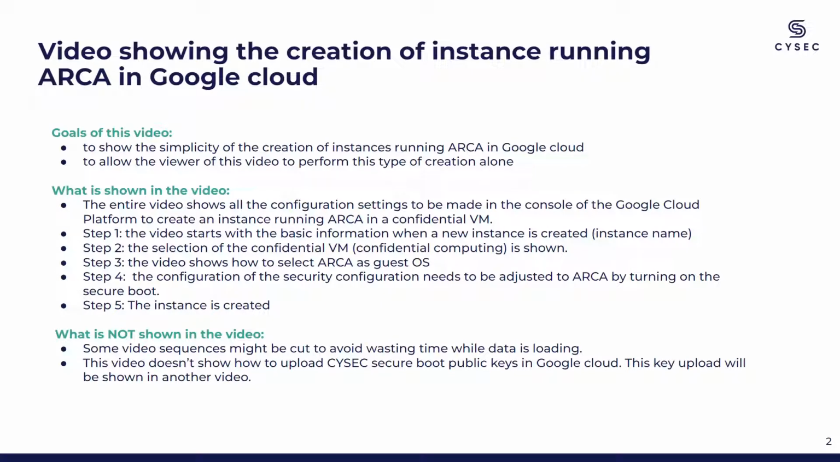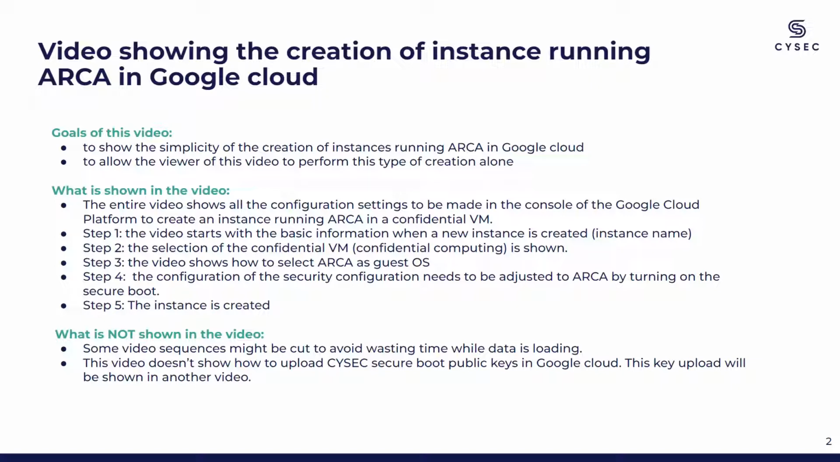So what is shown in this video? The content of this video is really about how to configure Google Cloud Platform to create an instance running Arca Trusted OS in a confidential VM. There are 5 steps to cover. Step 1 is basically just to create a new instance.